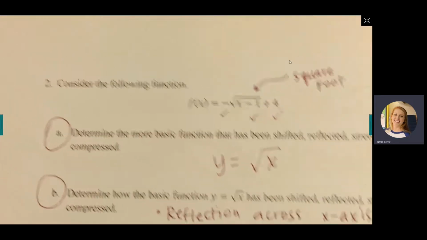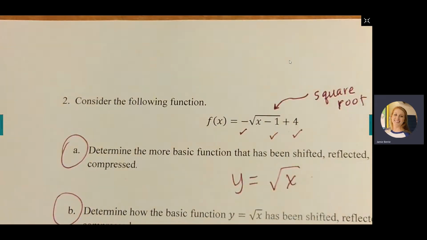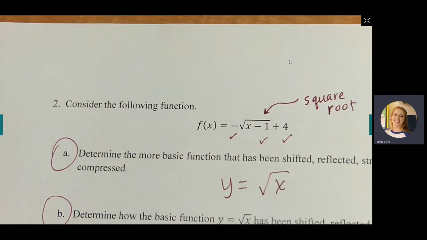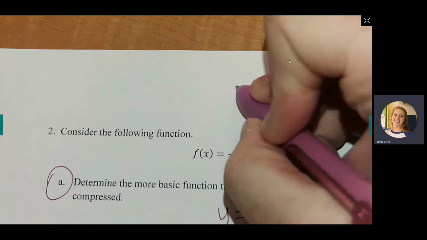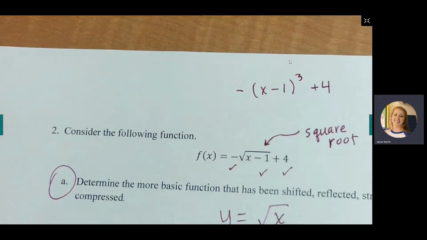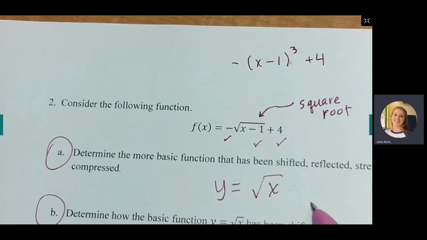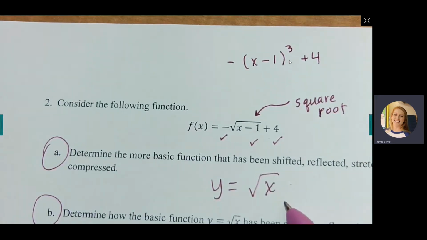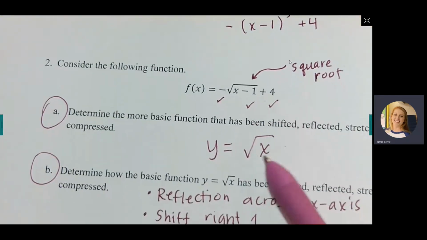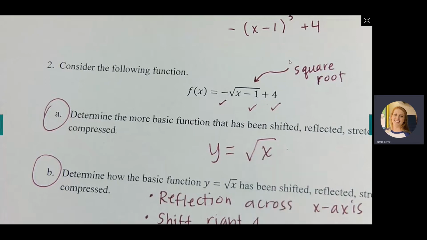All right, so my guess is that I'll have something that looks really similar to this on the test, and I could even change this just a little bit and do something like negative x minus 1 cubed plus 4. And it would be the same exact graph transformations, just the basic function would change to y equals x cubed. So something really similar to this. And maybe I just change the basic function.